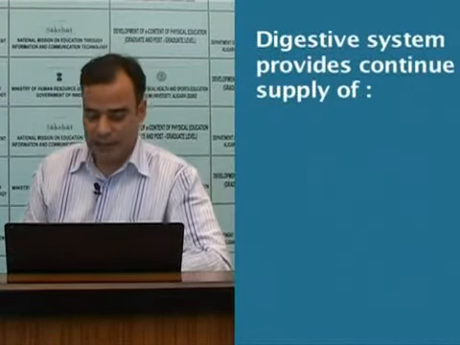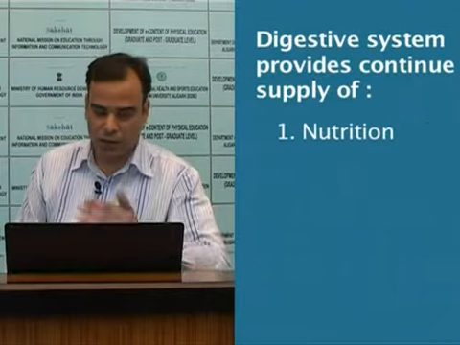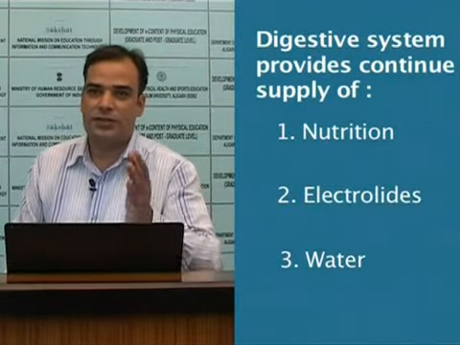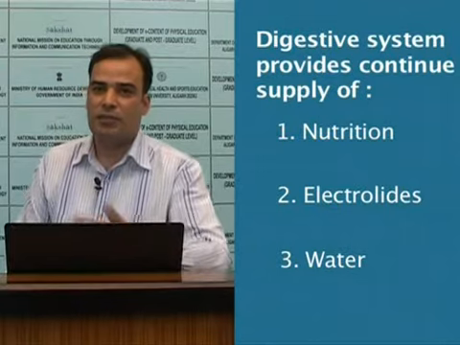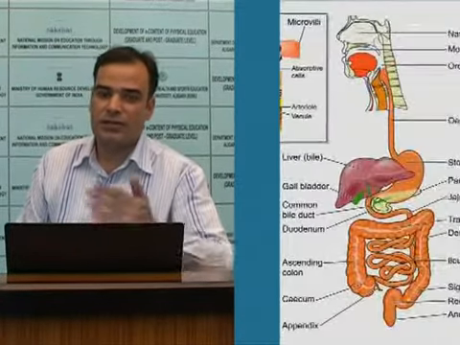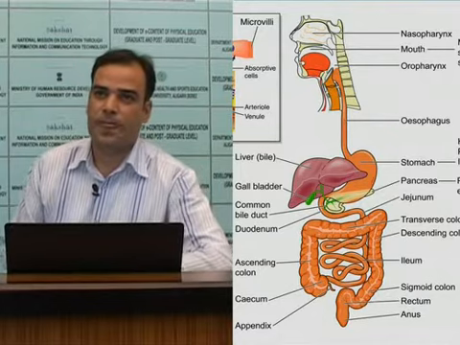So in a nutshell, we can say the purpose of the digestive system is to provide us a continuous supply of nutrients, electrolytes and water. Water is also essential for our body. So there are all these three things: nutrition, electrolytes and water. These are provided to us by the digestive system by two main processes, digestion and absorption.